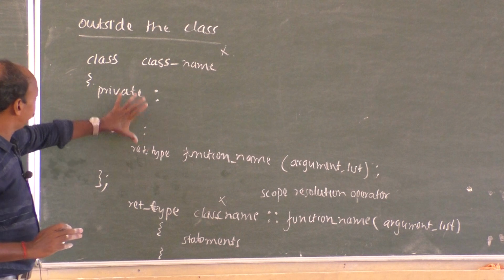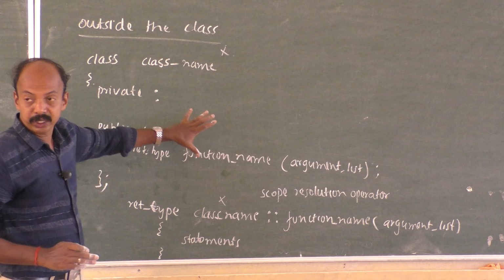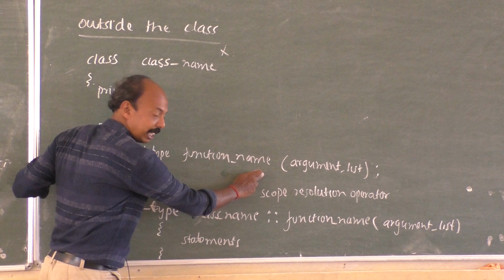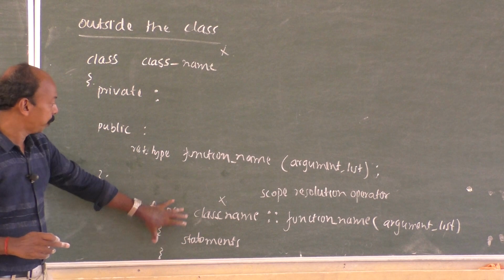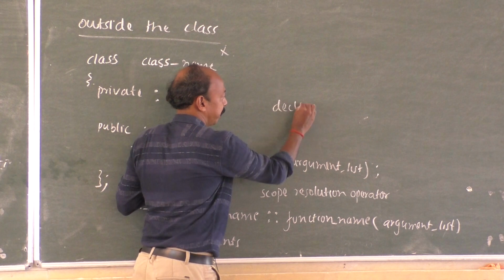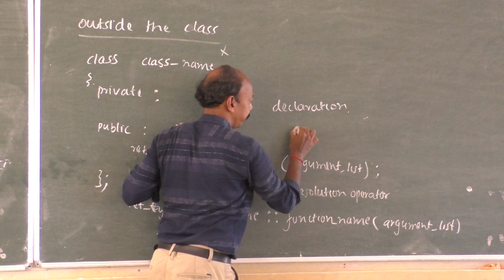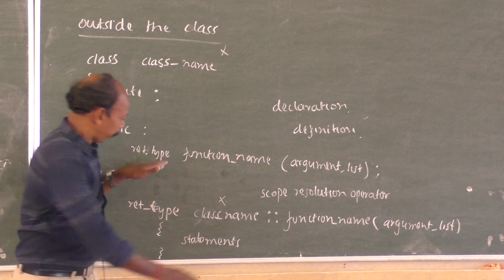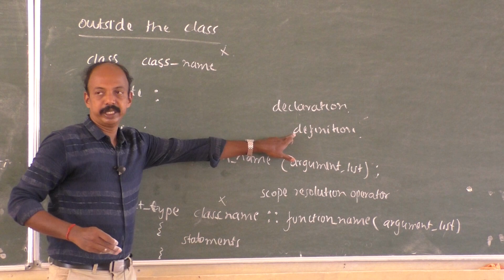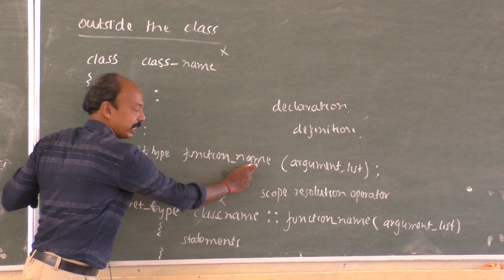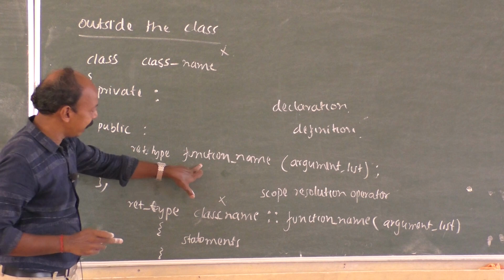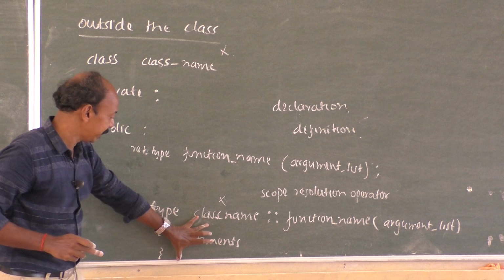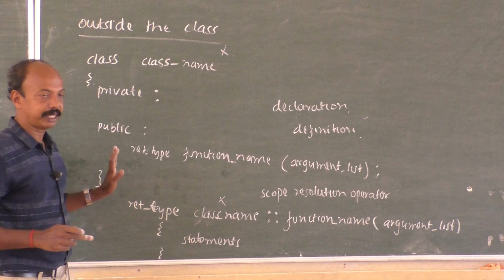When we have the function inside the class, we are going to define the function there itself. But here in this case we are going to declare the function inside the class and we are going to define the function outside the class. Hope the difference between declaration and definition is understood. When we write the statements for the function, it's called definition. If we just declare a function here, it is called declaration. Declaration in the sense that we declare that this function belongs to this particular class, but we are not going to write the actual statements. We are going to write the actual statements outside the class.